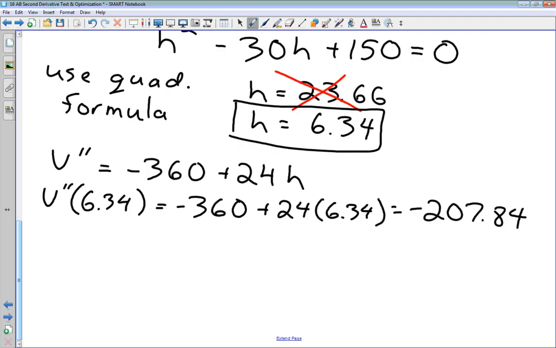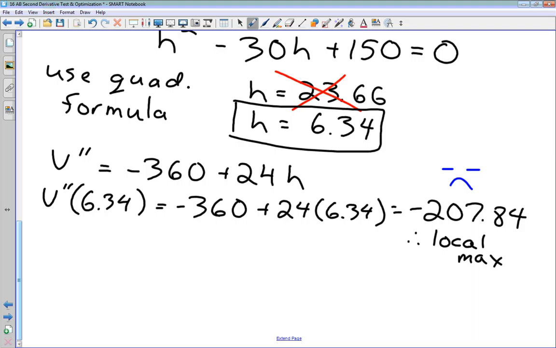If the second derivative is negative, then again we have a local max, which is what we were looking for. We're looking for the maximum value of our volume. So we're good. A height of 6.34 centimeters gives us our maximum volume.